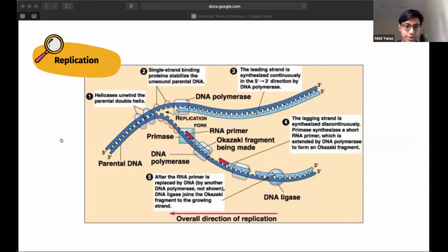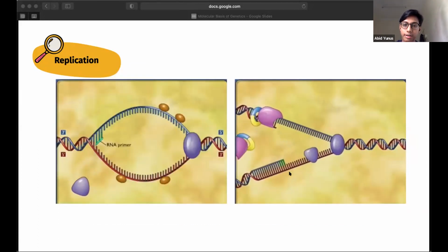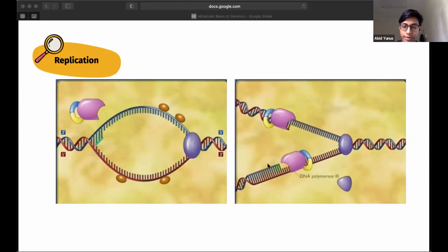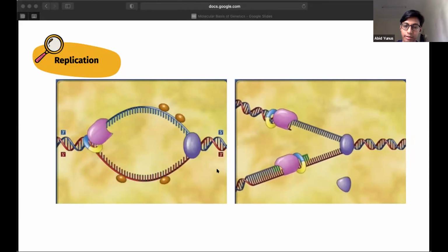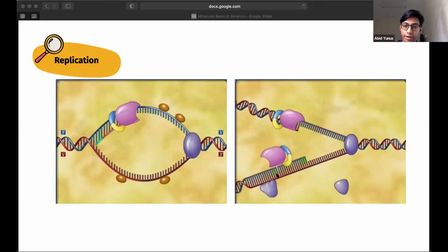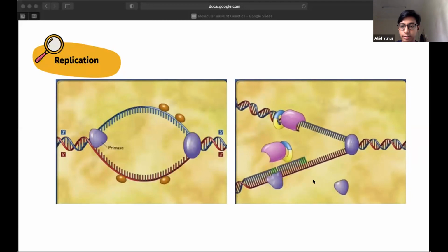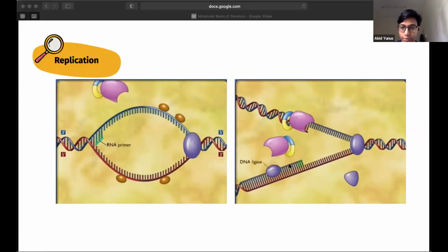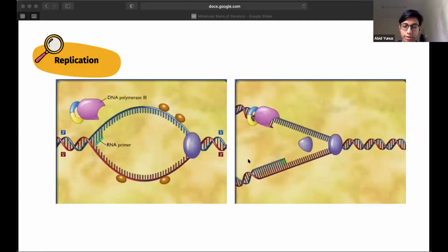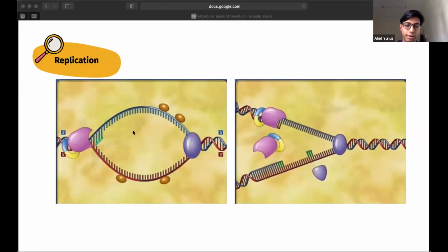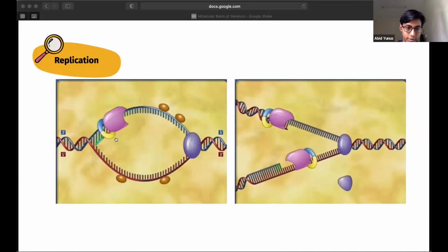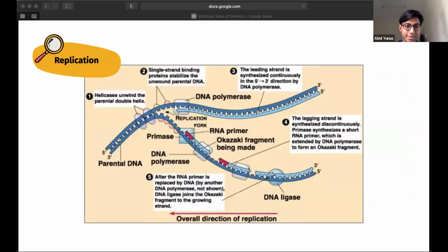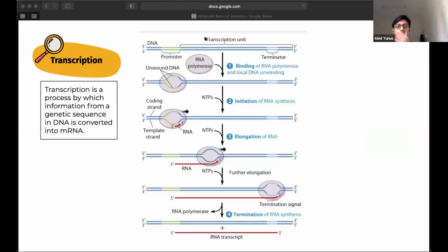Oh yeah, I also forgot to mention, in the lagging strand, after DNA polymerase has added the base pairs, an exonuclease will remove the RNA primer, and then the DNA ligase will add base pairs to close the gaps between the Okazaki fragments. Okay, so this is just a summary.